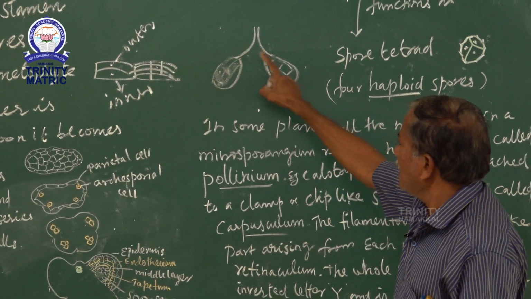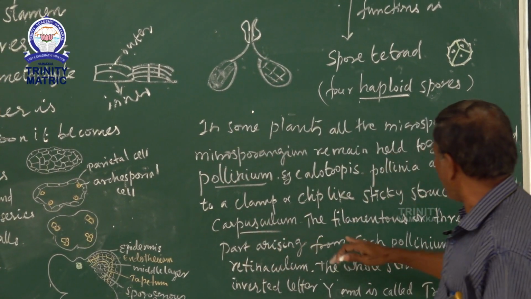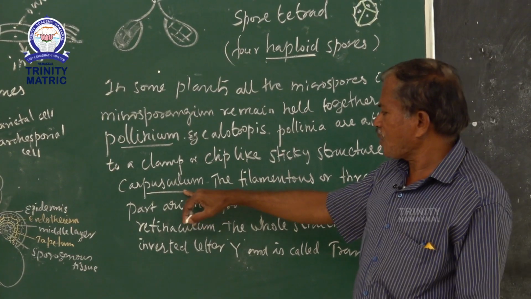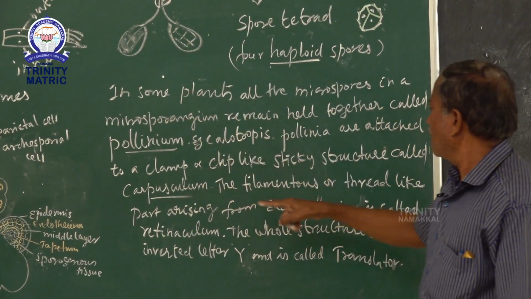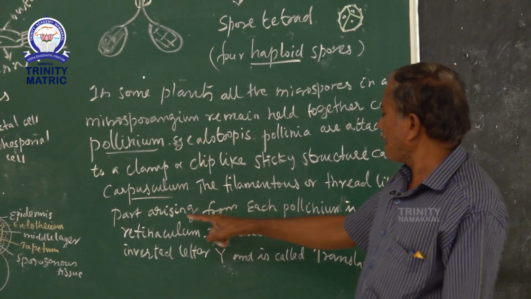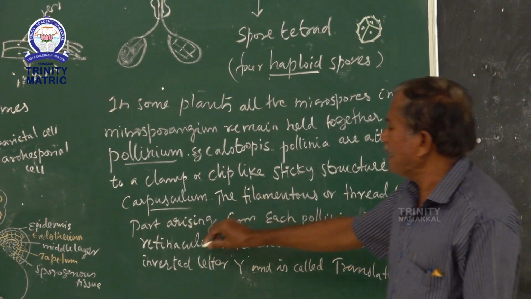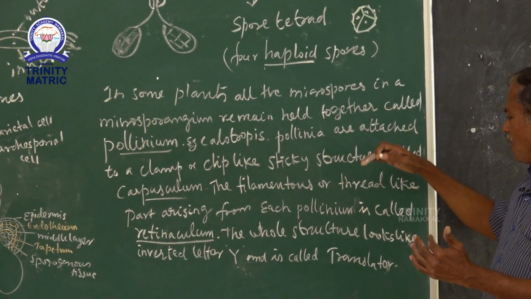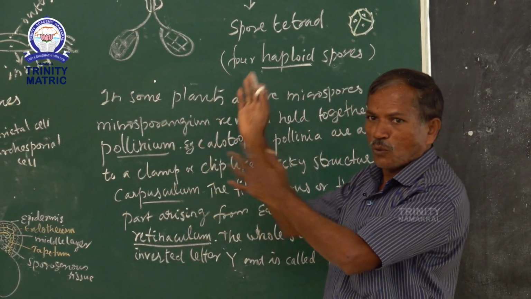So attached to a clamp-like structure. The clamp-like structure is called a corpusculum. What's the name? Corpusculum. Then the filament or thread-like part arising from each pollinium is called a retinaculum. What's the name? Retinaculum. So this whole structure of pollinia looks like an inverted Y letter.